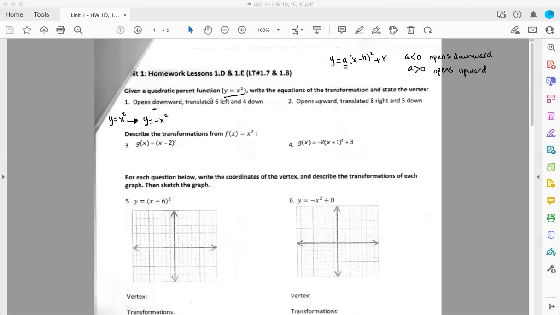And then you want to translate it 6 units left. Now the right or left, if you recall, is a transformation that is applicable to the x value. So if we change something next to the x value on the inside of the parenthesis, this is how we go left or right. And the k, the number on the outside, was the number that allowed it to go up or down. So we're going 6 units left.